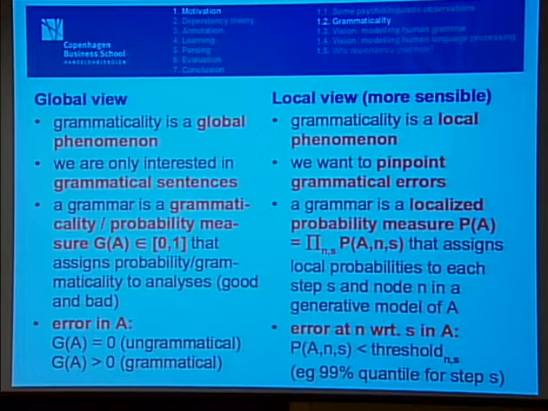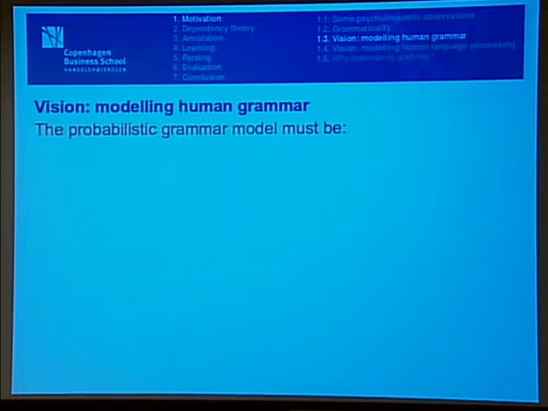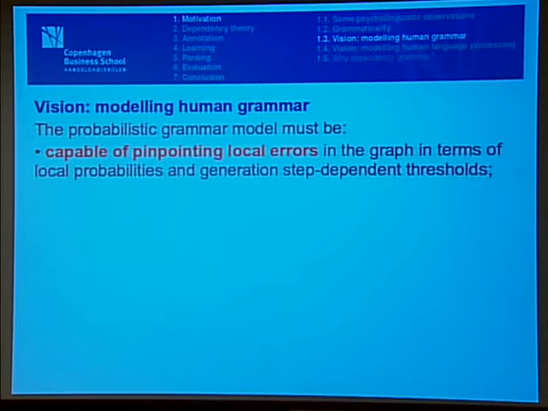So here's a vision about modeling human grammar that is inspired by these observations and this notion of grammaticality. We would like to have a probabilistic grammar model that assigns these local probabilities to the generative steps at particular nodes. And this model must be capable of pinpointing the local errors in the graph in terms of local probabilities and these generation step-dependent thresholds. So we basically want a probability model that can identify the errors in our analysis and say, hey, here's an error. Maybe you should correct it or see if you could correct it.